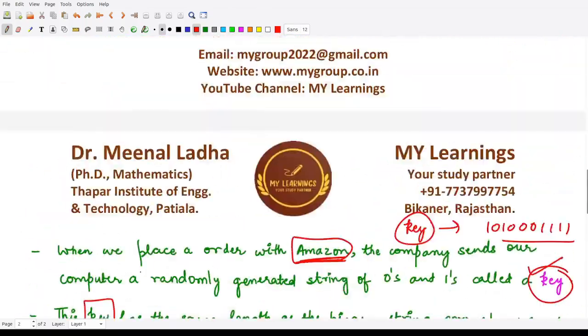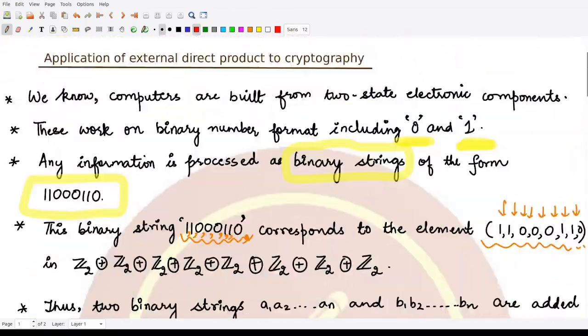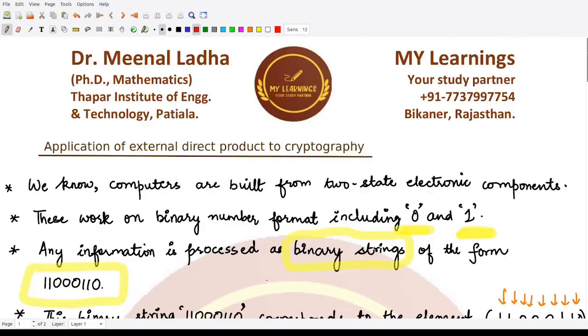So I hope you understood this application of the direct external products to cryptography.